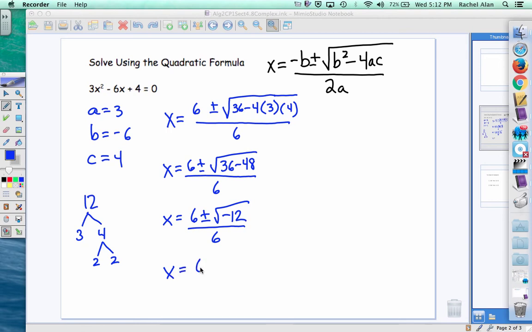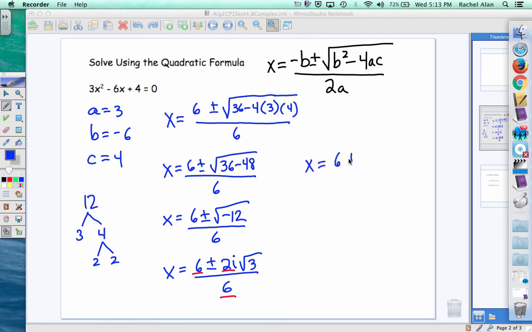So 6 plus or minus 2i square root 3 all over 6. And we're not quite done because we always want to look at these three numbers. This number, and this number. If they're all divisible by something, we need to simplify. They're all even. We can divide them all by 2.